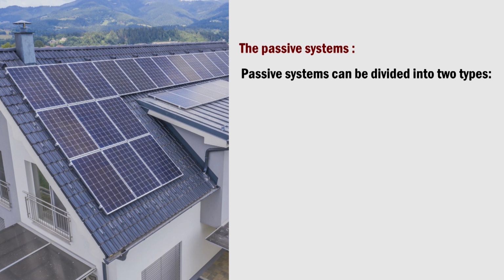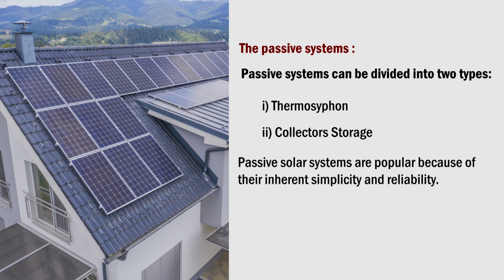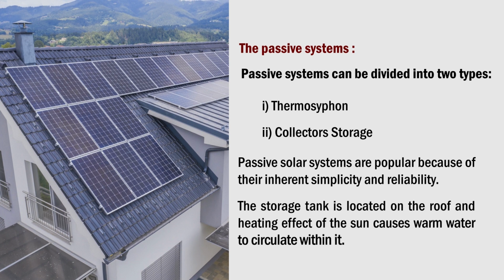Passive systems can be divided into two types: one is thermosiphon and the other is collector storage. Passive solar systems are popular because of their inherent simplicity and reliability. The storage tank is located on the roof, and the heating effect of the sun causes warm water to circulate within it.